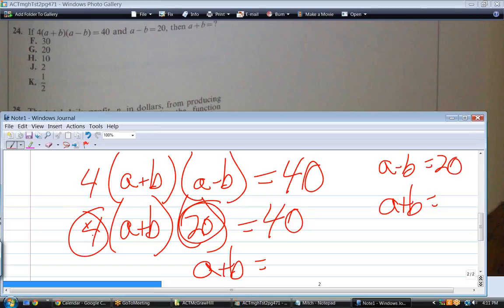If you multiply the 4 times the 20 first, it makes it, I think, easier. So that's 80. Now I've got to divide everything by 80. Okay, so that's what A plus B is equal to, 40 over 80. I don't see that on the answers. What is it? 1/2. Okay.